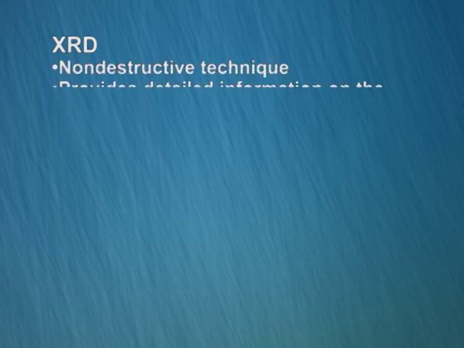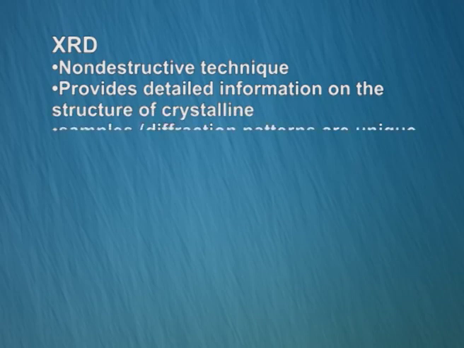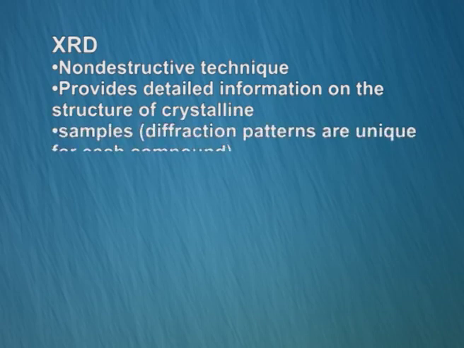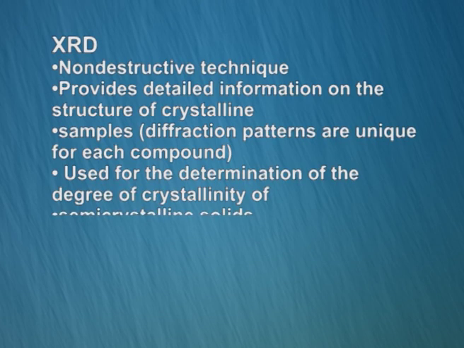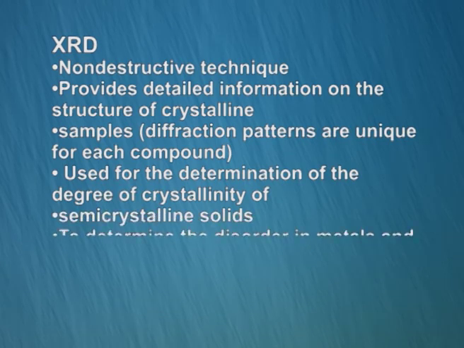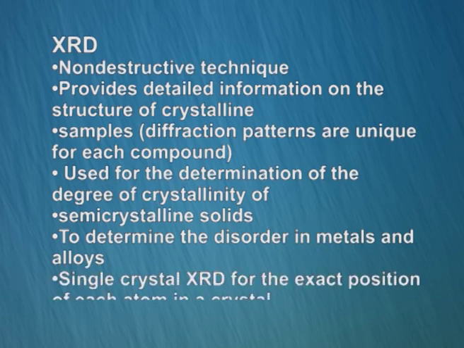Another use of XRD: it is a non-destructive technique. It provides detailed information on the structure of crystalline samples. Diffraction patterns are unique for each compound. It is used for the determination of the degree of crystallinity of semi-crystalline solids. To determine the disorders in metals and alloys, it is used, and single crystal XRD gives the exact position of each atom in a crystal.